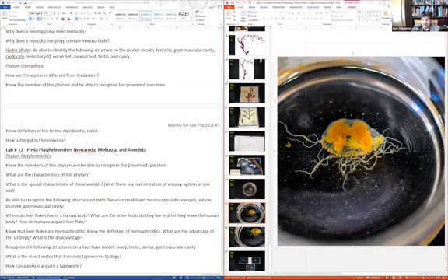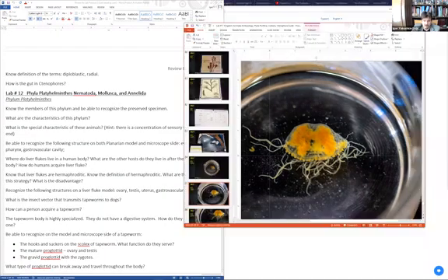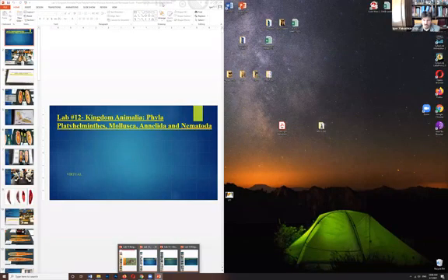All right, now we're done with that particular one. Let me pull out the other, the lab number 12. Yes, that one. So lab number 12. Oops.